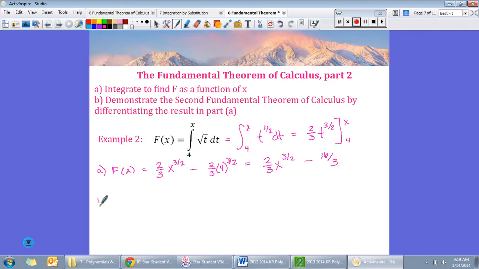So to demonstrate the second fundamental theorem of calculus, all we're going to do is take the derivative of our capital F of x, and of course that's going to be x to the 1/2, which is the same thing as the square root of x, and in fact it's basically this function but with x.